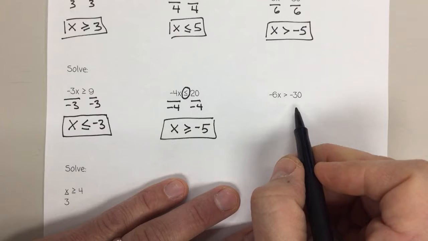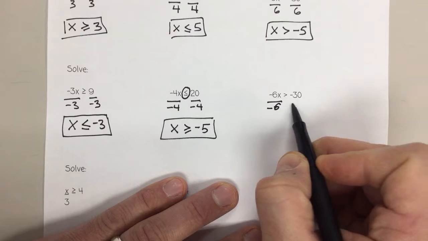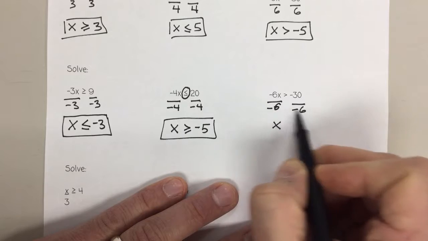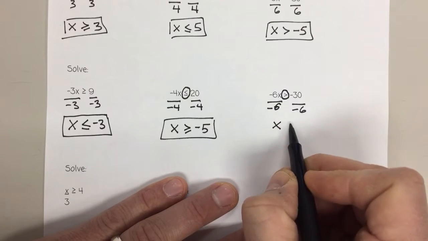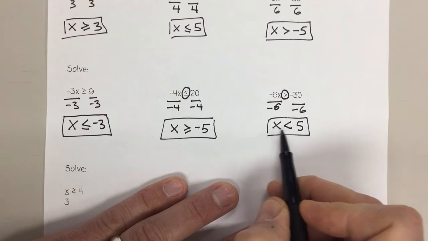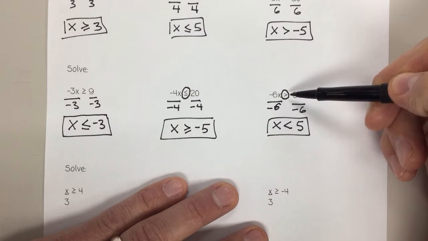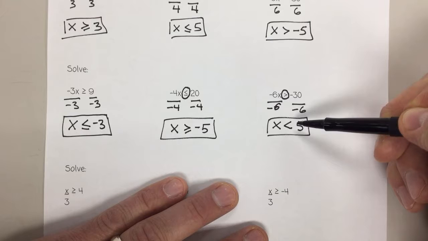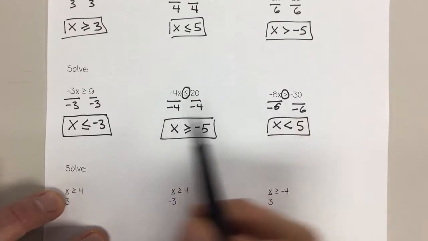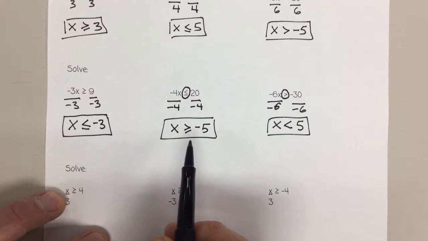For my third example, again, to solve for x, I would divide both sides by negative 6. Since I divided both sides by a negative number, the symbol must change directions. So my answer would be x is less than 5. Notice if the sign in the original problem does not have an equal sign, the sign in my solution does not have an equal sign either. But in the previous two problems, since both started out with an equal sign in them, they both end up with an equal sign in them.